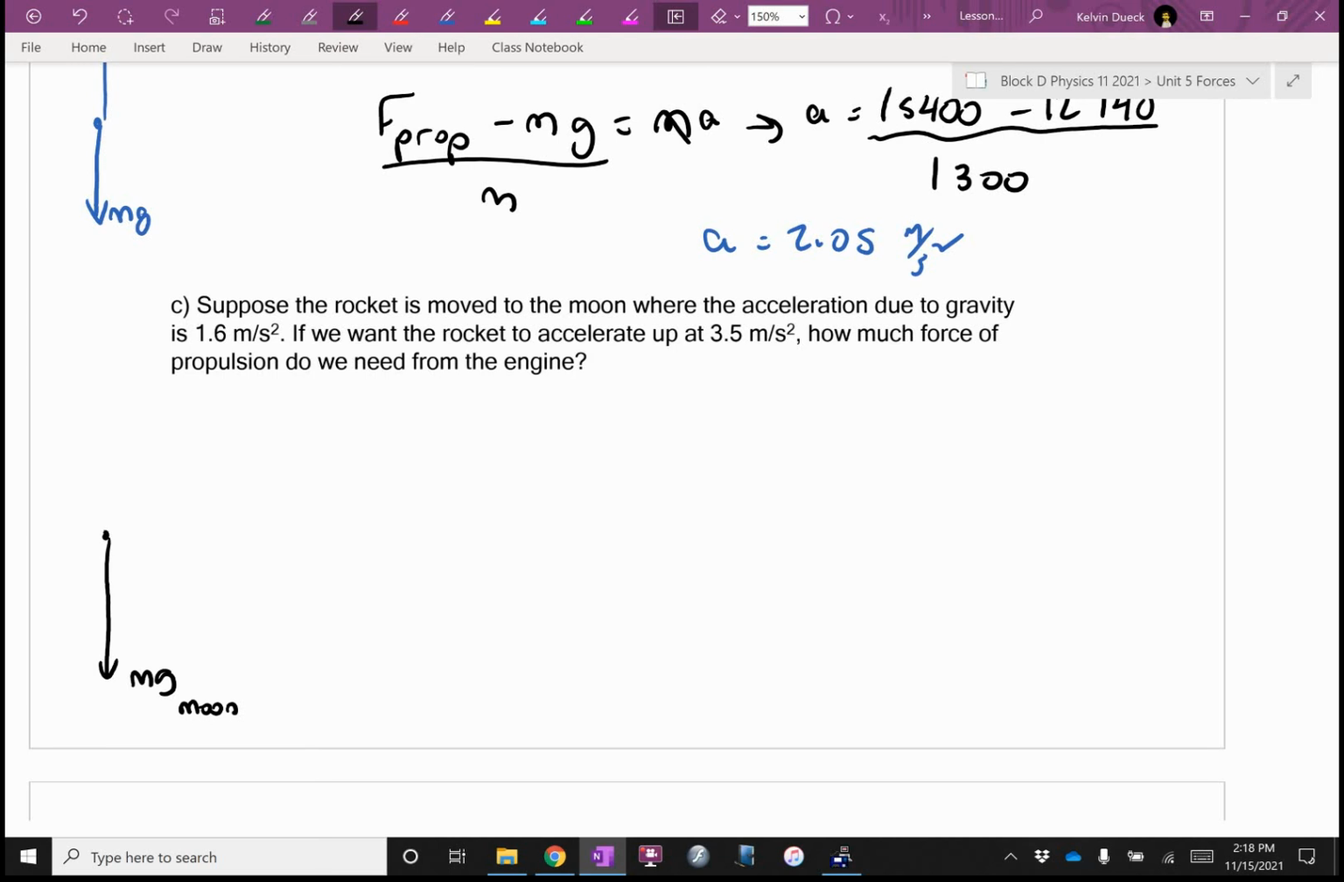What else? The force of propulsion. Bigger, smaller, or the same size as mg moon? Which way does this question say we're accelerating? Which way must there be a bigger unbalanced force pointing? Same answer.